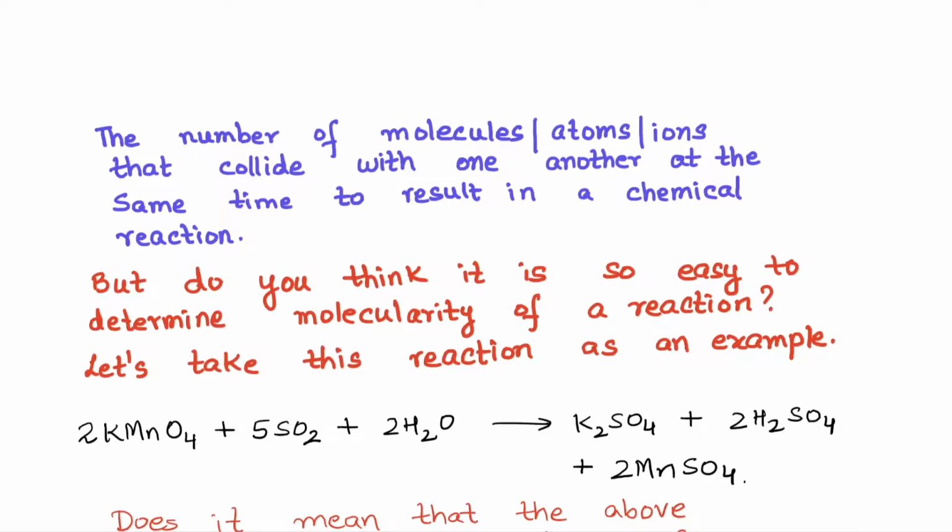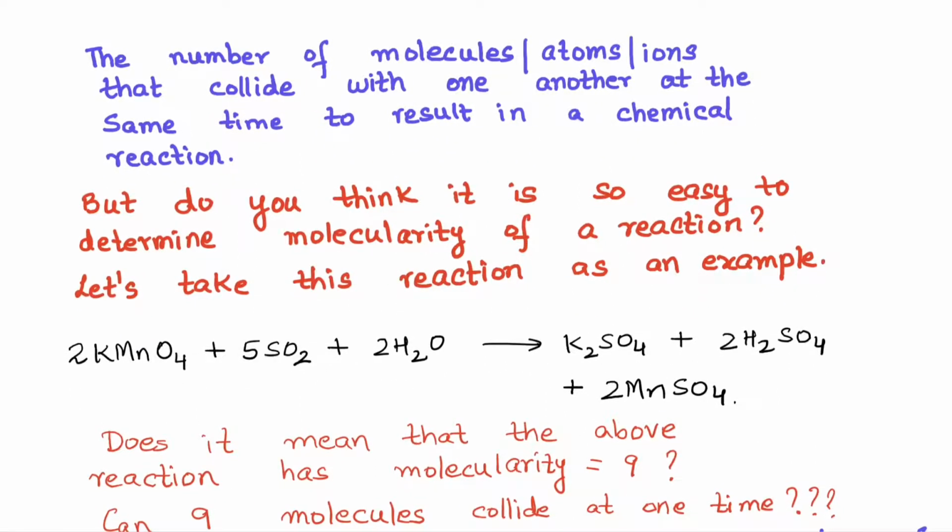You see over here we've got 2KMnO4 plus 5SO2 plus 2H2O. Of course, this is a balanced chemical equation. But does that mean 2 plus 5, 7, 7 plus 2, 9? Does that mean that 9 molecules or atoms or ions are colliding with one another at the same time to give us the products? Does that mean that the molecularity of this reaction is 9?